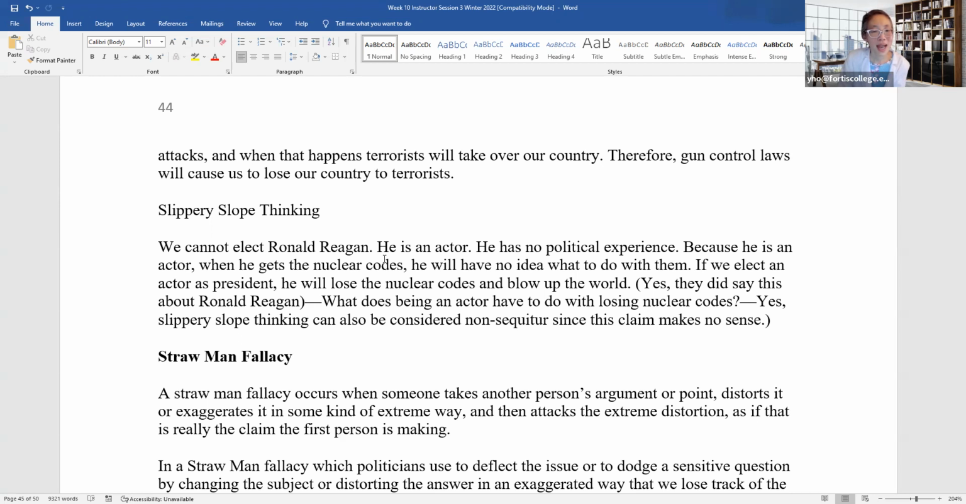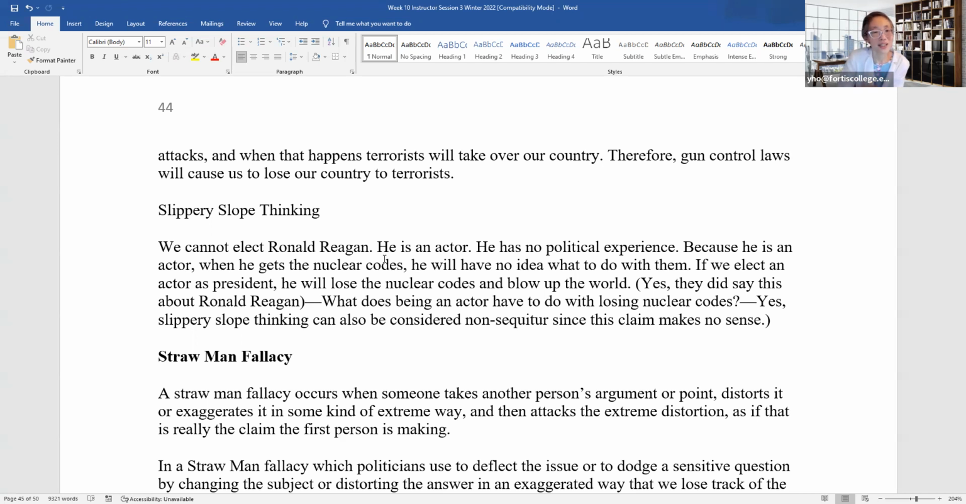And what does being an actor have to do with losing nuclear codes? So yes, slippery slope thinking can also be considered a non sequitur. It could also be considered a fallacy of relevance. It overlaps into all the other fallacies since the claim makes no sense, you see. And I remember in the 1960s, they did the same thing to, I forget which one it was, because my boyfriend gave me that example. It's before my time, so I don't remember that one.